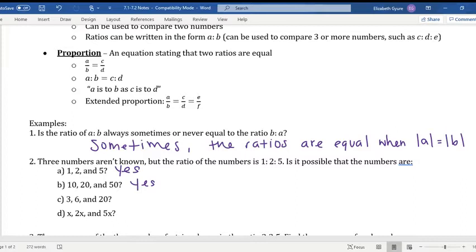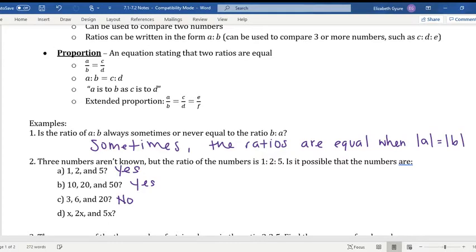No, that one doesn't work. You couldn't really quite reduce that. You could reduce the 3 and the 6, but not the 20. But even if it was something you could reduce, like 3, 6, and 18, right? That wouldn't reduce down quite the same. So this one's a no.